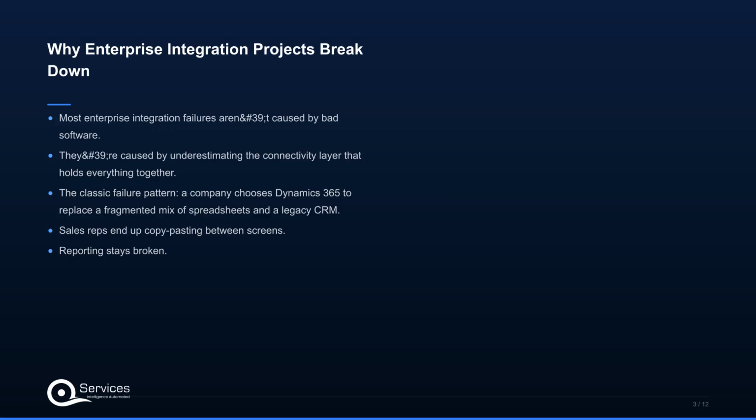Next up, moving on to why enterprise integration projects break down. Most enterprise integration failures aren't caused by bad software. They're caused by underestimating the connectivity layer that holds everything together. A CRM can be configured perfectly and still deliver nothing if it can't pull clean data from the warehouse system, the billing platform, and the support desk in real time.